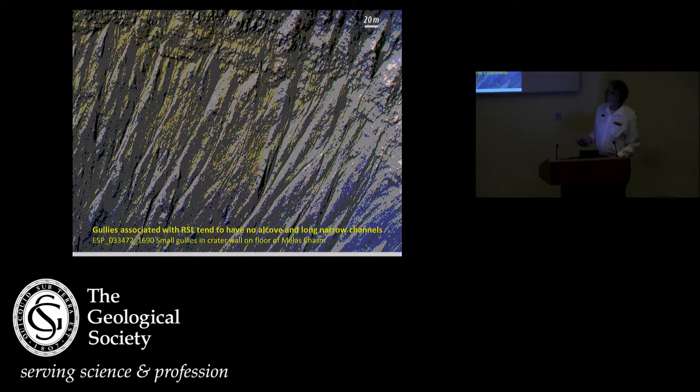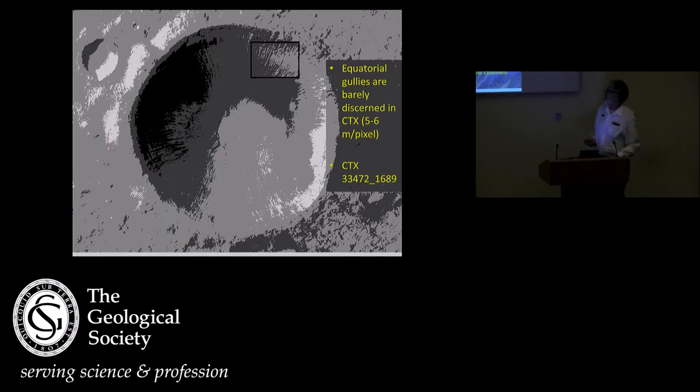This is on the crater wall on the floor of Melas Chasm. And here, again, just for global context, is what it looks like in CTX. You can see a lineation there. You'd really be brave to interpret those as gullies.